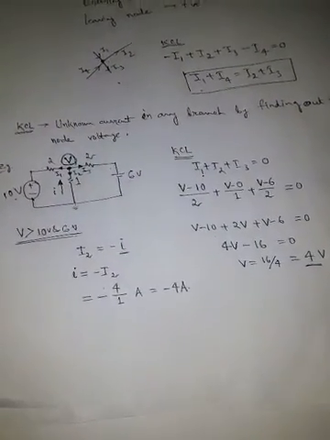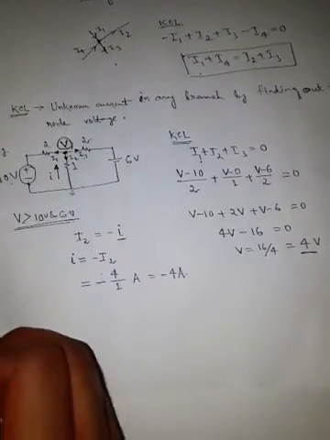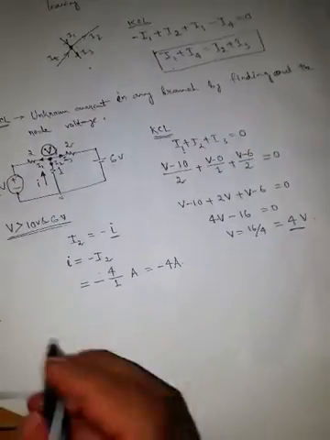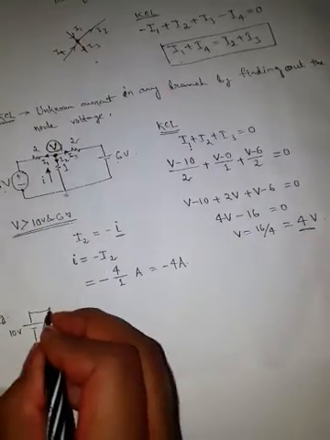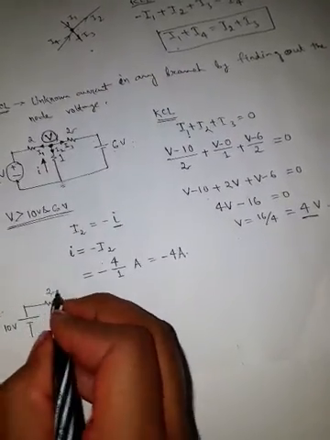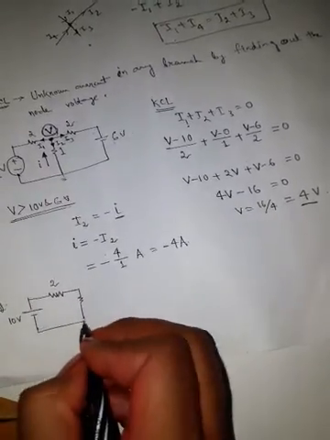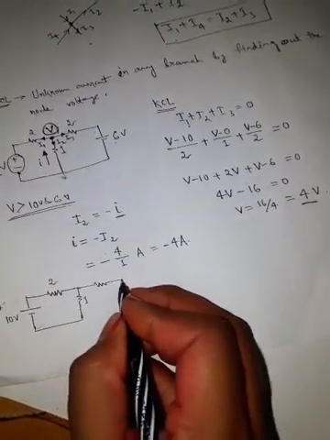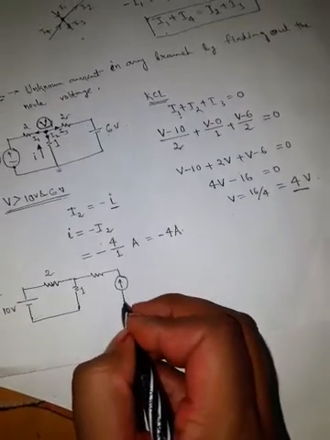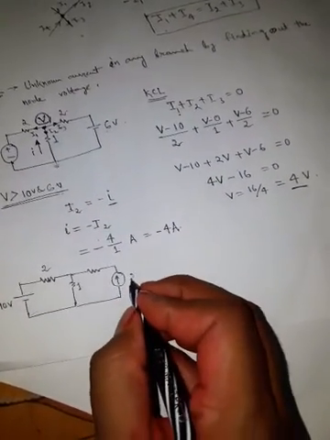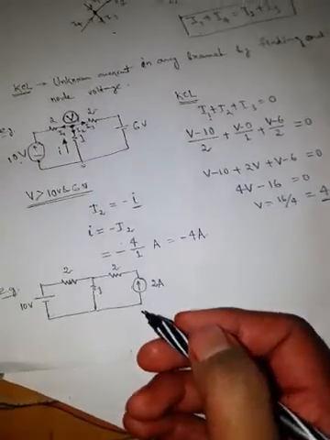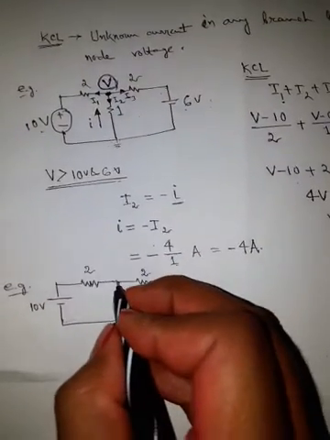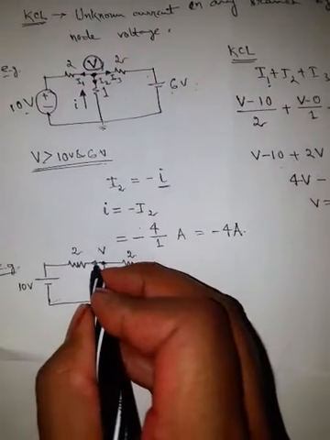Suppose I take another example, and in this example the voltage is 10 volt. I am choosing the resistance values same as above, but there is a current source of 2 ampere. The same procedure will be followed here, and I will take this node voltage as V.